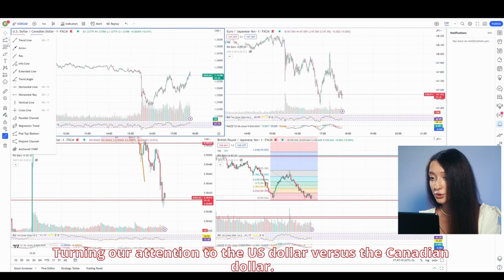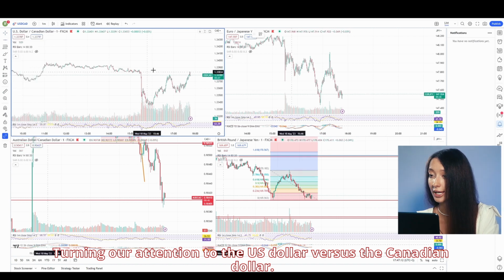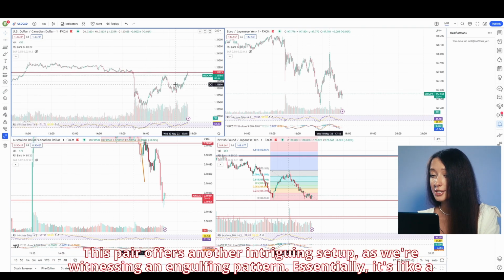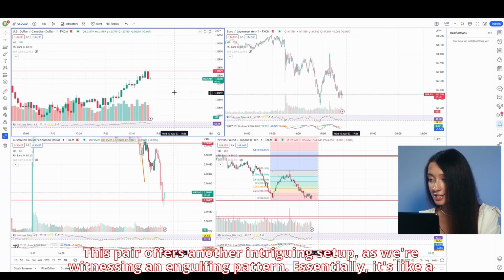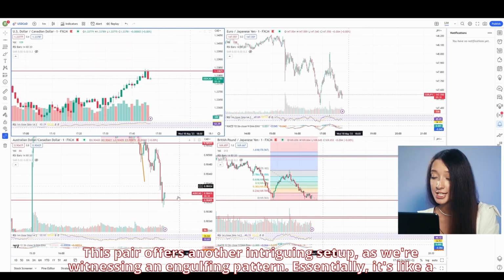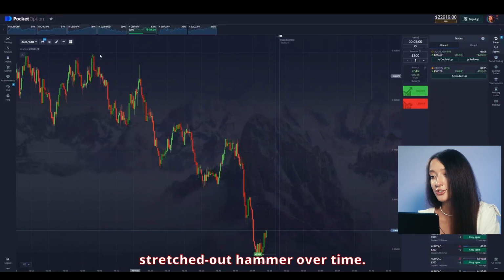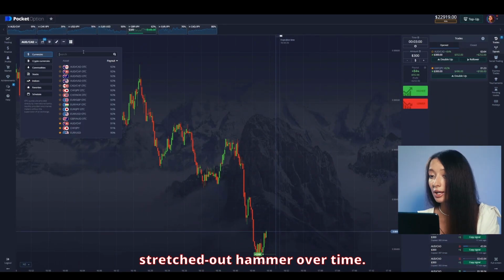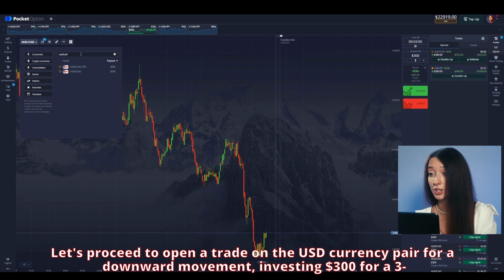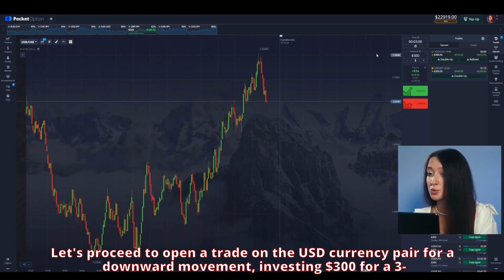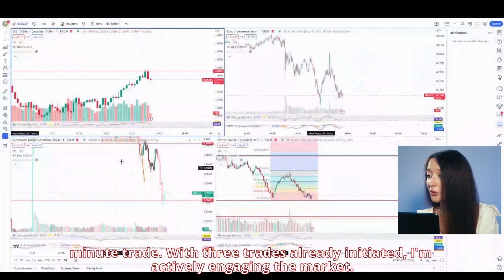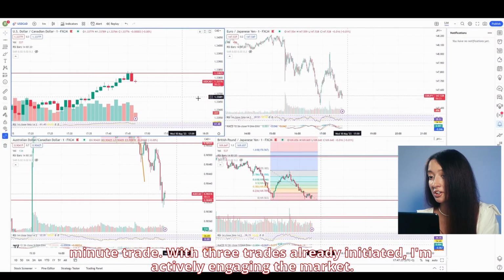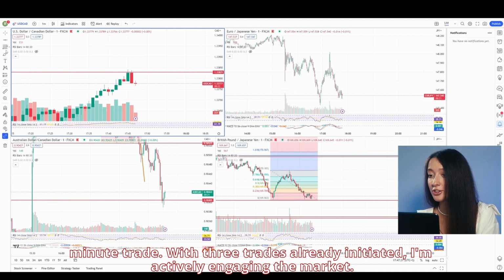Turning our attention to the US dollar versus the Canadian dollar. This pair offers another intriguing setup, as we're witnessing an engulfing pattern. Essentially, it's like a straightened-out hammer over time. Let's proceed to open a trade on the USD CAD pair for a downward movement, with $300 for a 3-minute trade. With the 3 trades already initiated, I'm actually engaging the market.